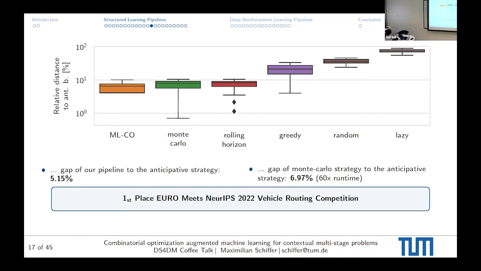Whereas if you would do Monte Carlo, you get a 7% gap with 60 times the runtime, right? So we're not just better in terms of algorithmic performance, but also much more efficient in terms of runtime. And what I showed you so far is how we also won the Euro challenge. And we had, I don't remember, like 3% to the second place or something. There were many approaches using DRL or some other stuff, and they didn't make it even close to what we got.